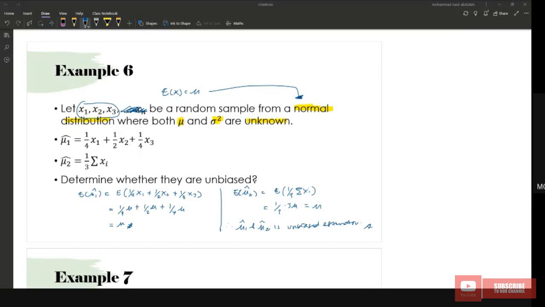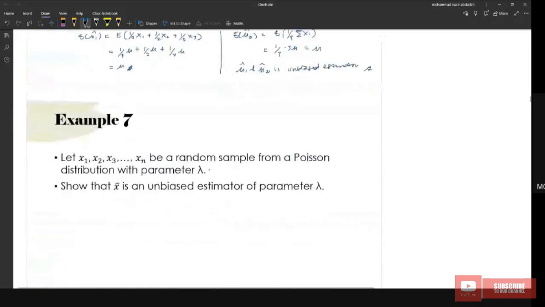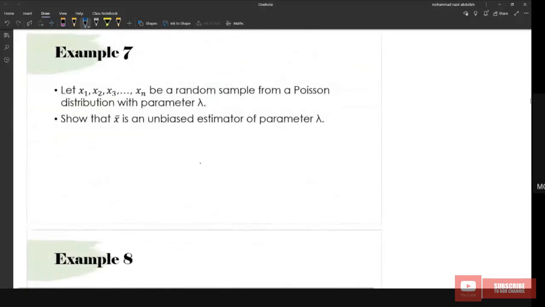So, any questions so far? I think you can get the idea, right? If we get the expected value of theta hat equal to theta, then we can say that it is an unbiased estimator.